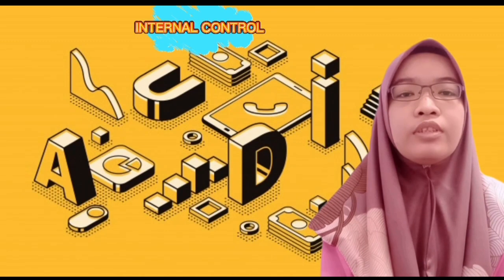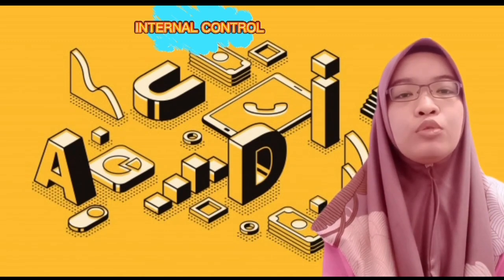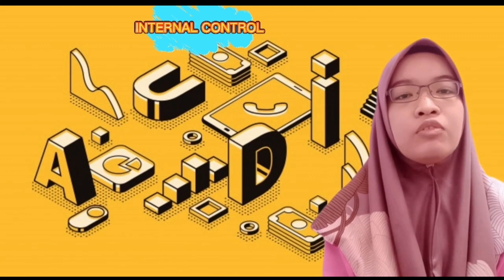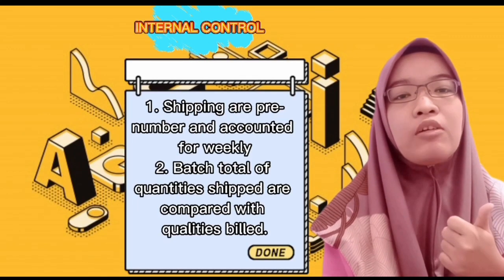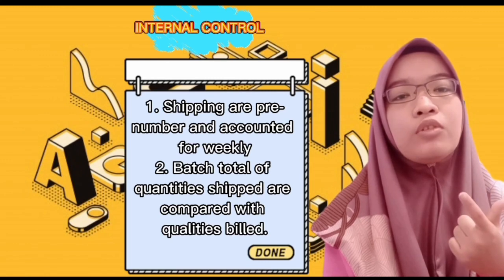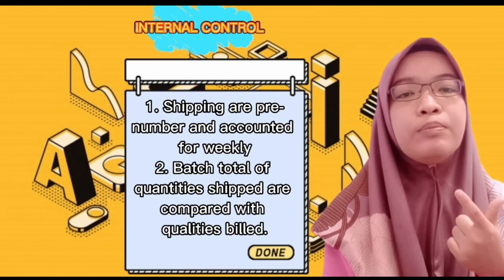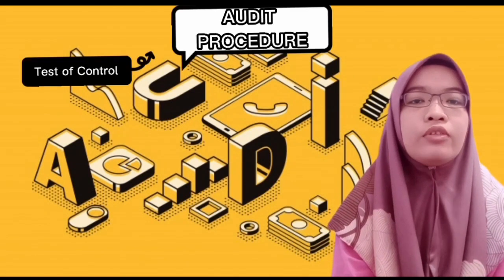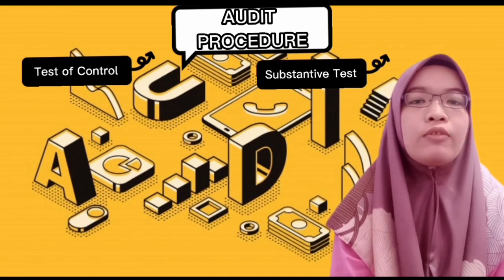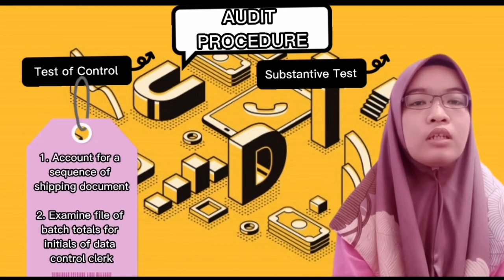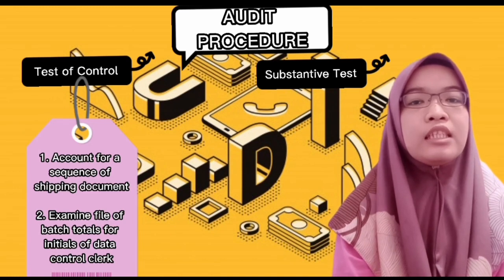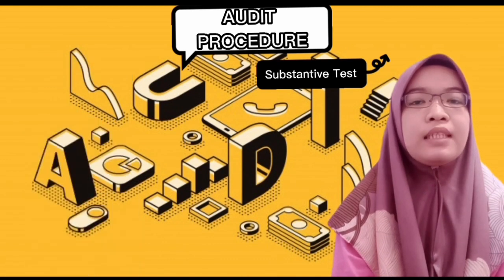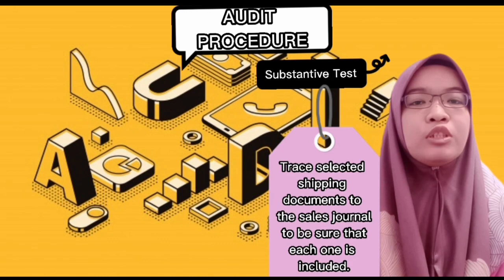Under internal control, there is a control procedure that the company does to make sure that the sales are recorded, which are shipping documents prenumbered and accounted for weekly, and batch total of quantity shipped are compared with quantity billed. For audit procedure, there are two items which are test of control and substantive test. For the test of control, there are two which are account for a sequence of shipping document and examine file of batch total for initial of data control clerk. While substantive test is trace selected shipping document to the sales journal to be sure that each one is included.